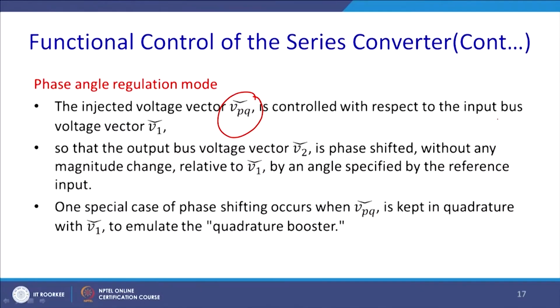Another is the phase angle regulation mode. This UPFC can act as a PAR. The injected voltage VQ is controlled with respect to the input bus vector V1, so that the bus voltage V1 is phase shifted, without any change in magnitude, by an angle specified by the reference input. One special case of phase shifting occurs when VQ is kept in quadrature with V1 to emulate the quadrature booster, which we have already discussed in the case of series compensation.